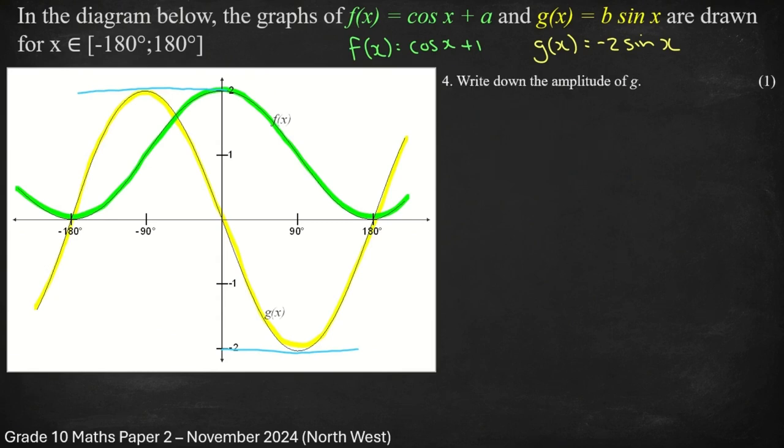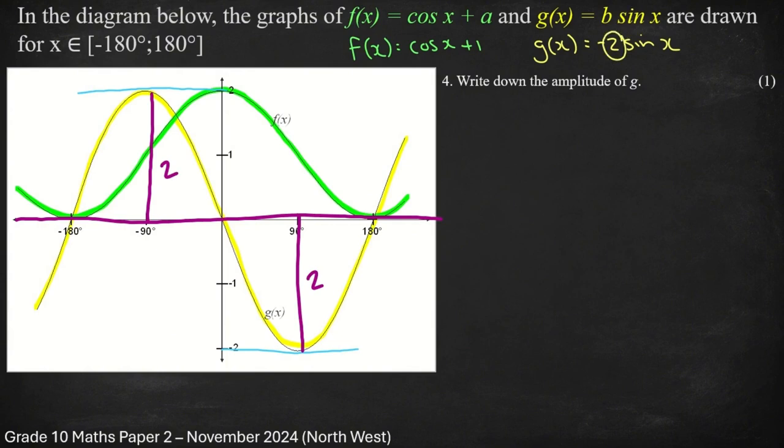Question 4, write down the amplitude of g. Remember, the amplitude is the distance between the midline and its maximum or minimum values. We are working with the yellow graph, so this is the midline, and the distance between the midline and the maximum is 2, and the distance between the midline and the minimum is also 2 units. You can also find the amplitude by looking at the coefficient, and remember the amplitude will always be positive, so you won't write down the negative sign. Therefore, the amplitude is 2.